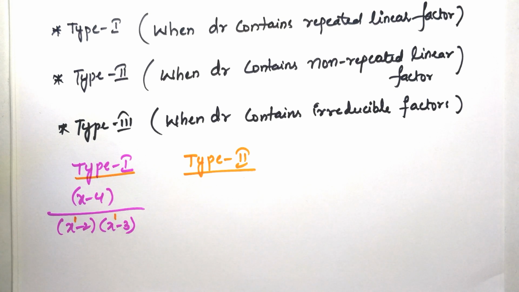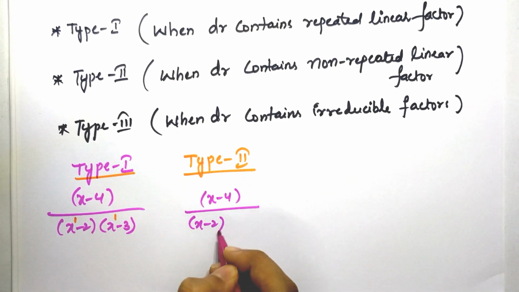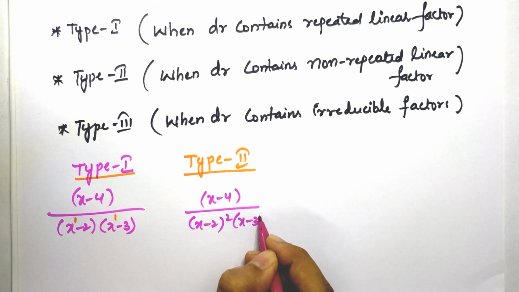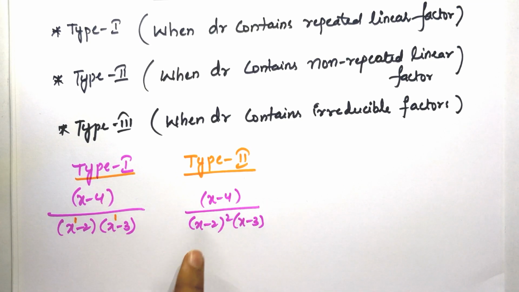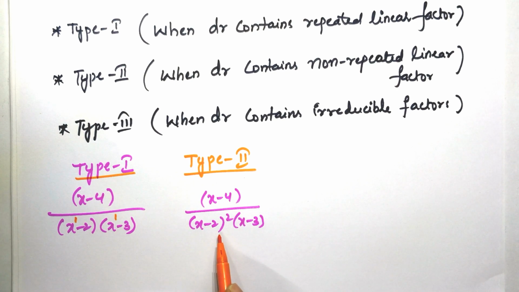If I write this as (x minus 4) by (x minus 2) whole square into (x minus 3). As you can see, we have x minus 2 whole square here. So x minus 2 whole square means this is a repeated linear factor, meaning x minus 2 is present twice, whereas x minus 3 is present one time. So whenever the denominator contains a repeated linear factor, it comes under a type 2 problem.